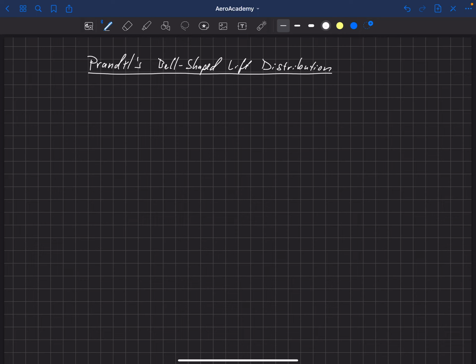Prandtl's bell-shaped lift distribution has been a topic of much interest recently, and is a hotly debated topic about what it really means and what the benefits are of this particular lift distribution as opposed to the elliptic lift distribution, which has long been understood as the optimum distribution that minimizes induced drag. So let's dig into this and better understand the principles behind this bell-shaped lift distribution, what it means, and maybe also what it doesn't mean.